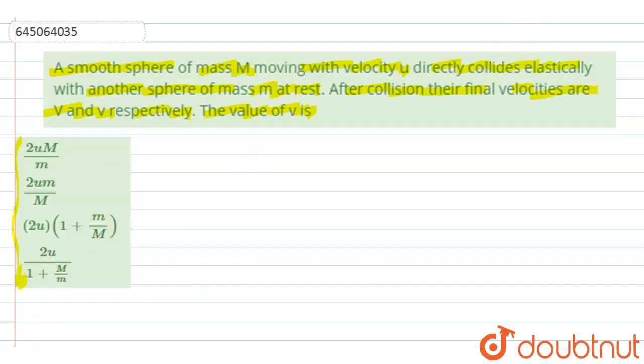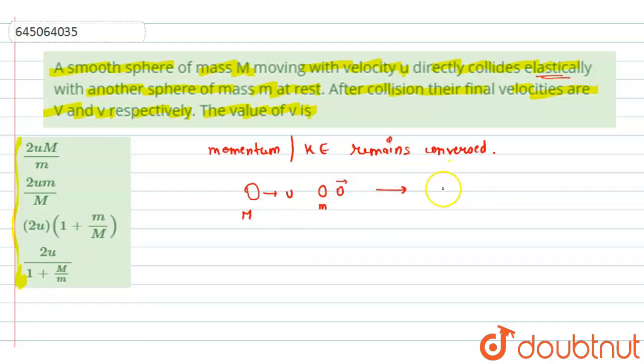Now, we know that for an elastic collision, the momentum and the kinetic energy of the particles remain conserved before and after collision. So initially we had a mass M which was moving with velocity u, and a small mass m with velocity 0, and after collision we got the velocities of the capital M particle as V, and for small m particle it was v.